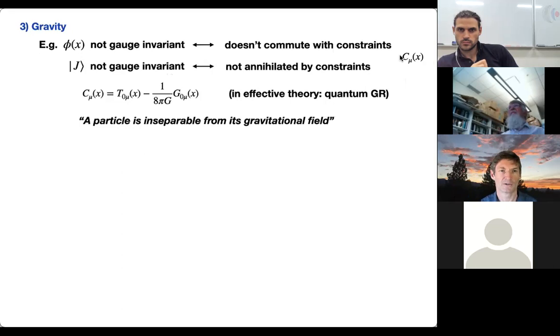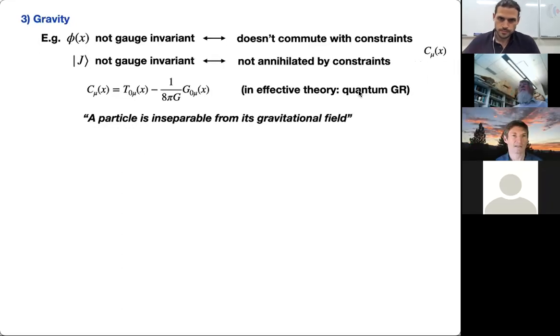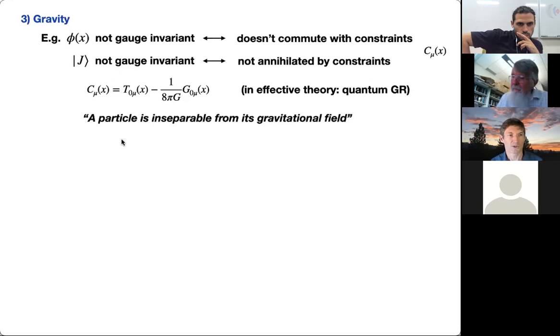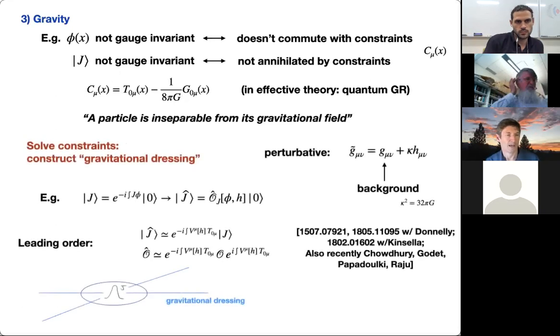And so here the constraints I'll call C_mu(x). At least in the effective description where we're basically thinking of quantizing GR, those constraints are gotten by writing down the 0 mu component of what would be the right-hand side of Einstein's equations if we put it all on the right-hand side, so to speak. And this statement that these are not gauge invariant physically corresponds to the fact that a particle is inseparable from its gravitational field. You have to include its gravitational field in its description. So how do we do that?